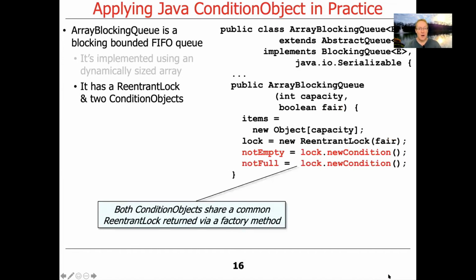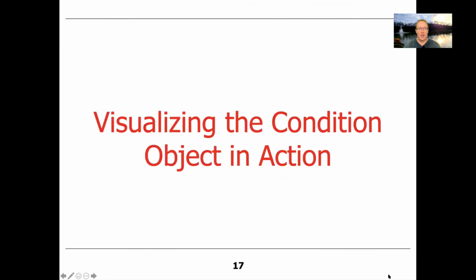Both of these condition objects share that common reentrant lock that's initialized here. When you say lock.newCondition, it returns a new condition object that is associated with that lock. So you can see we make ourselves a new condition that's the notEmpty condition, and we make a new condition that's the notFull condition. Now that I've given you a quick overview of the condition object, let's take a look and see how you can visualize its usage in practice in the context of the array blocking queue.